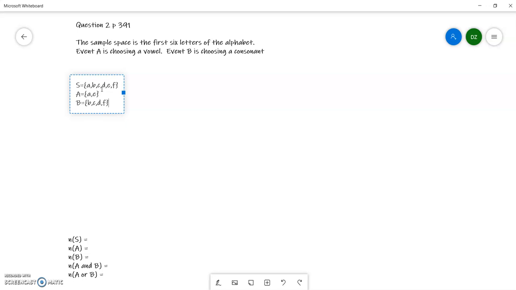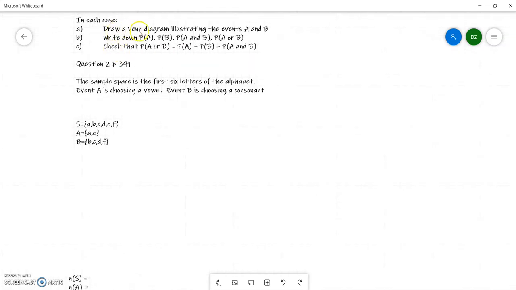Okay, so I've defined my sample space as all of the first 6 letters. I've defined my event A as only vowels, and I've defined my event B as only consonants. Now let's go and actually do what they ask us. They tell us to do a Venn diagram. So let's just take this up a bit. They say there, draw a Venn diagram. So I'm going to do that.